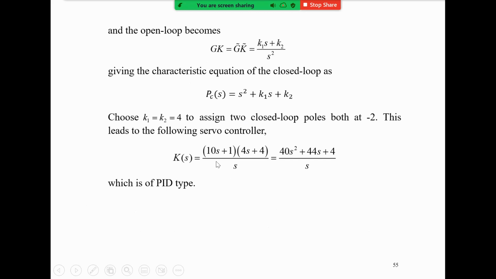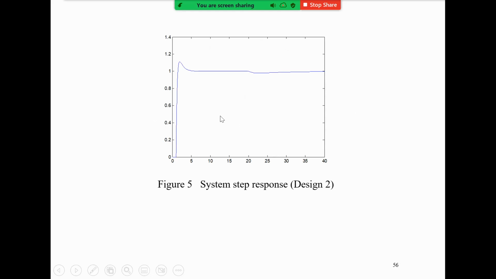Okay, of course, if the controller is in this type, you see, this one actually is a PID type. And then you do the simulation, you can notice there is a significant improvement in terms of the overshoot. And of course, the steady state error will go to 0, right? The two responses are the same for the steady state. The difference lies in the overshoot. So the second design is simpler and also is better.